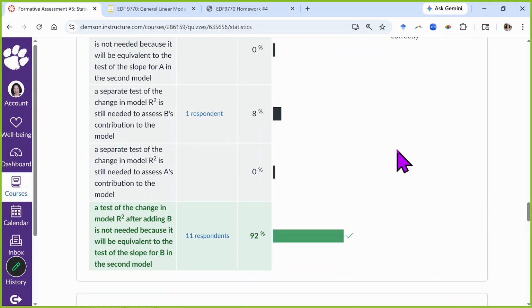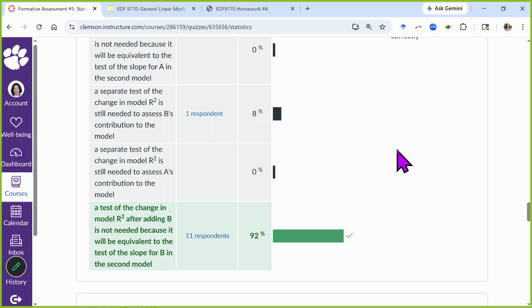A test of the change in the R-square after adding B is not needed because it will be equivalent to the test of the slope for B in the model. Yes. So the idea is that if you have stuff in a model and it generates this much R-square, and you add one thing, if that new one thing is significant, you know that the change in the R-square it created is significant. It's a one-to-one correspondence.